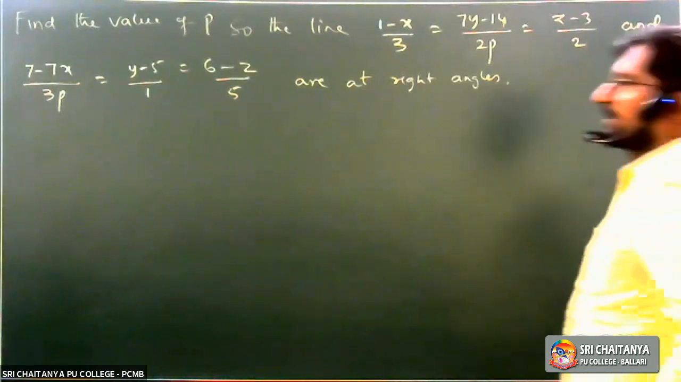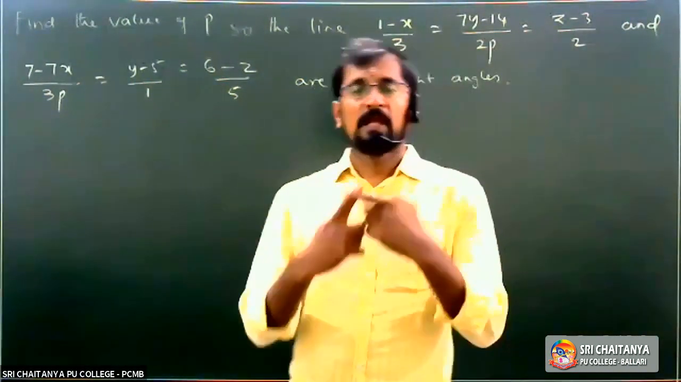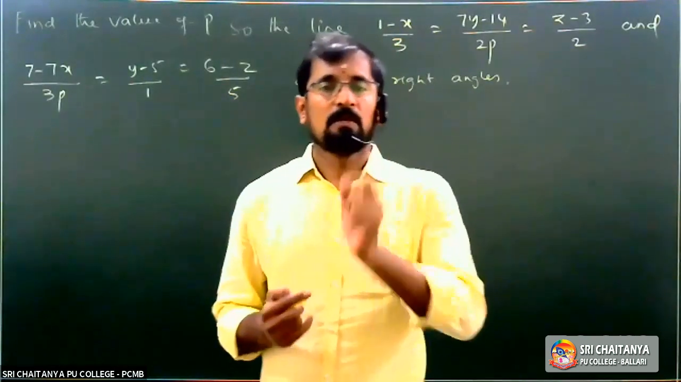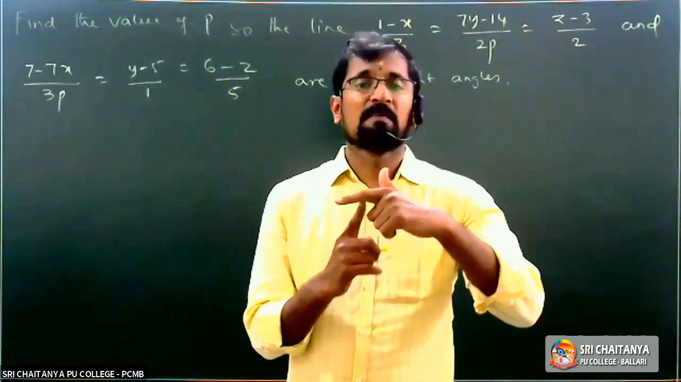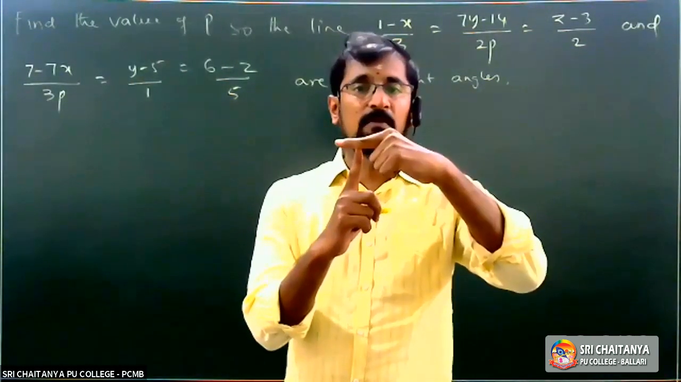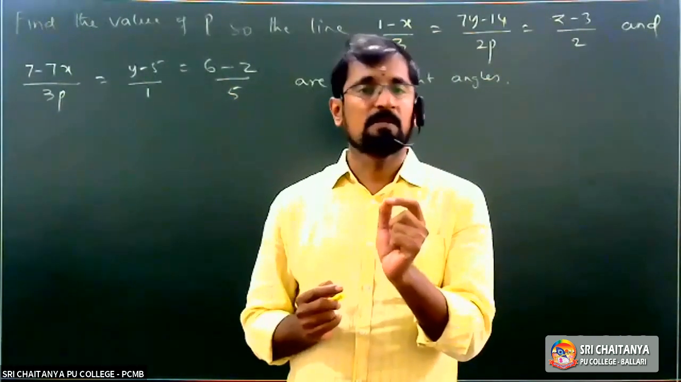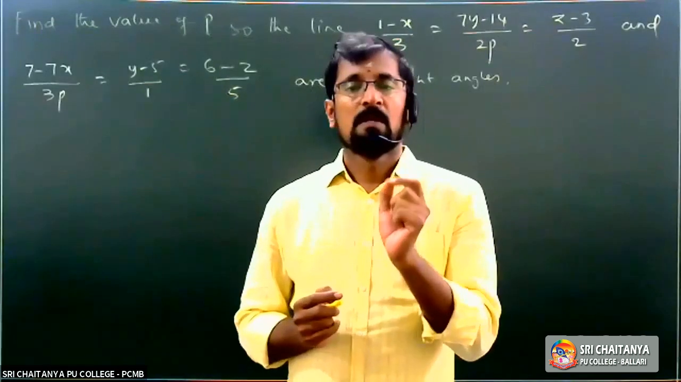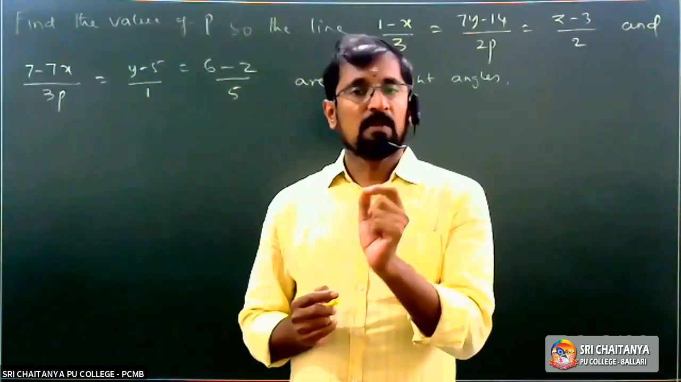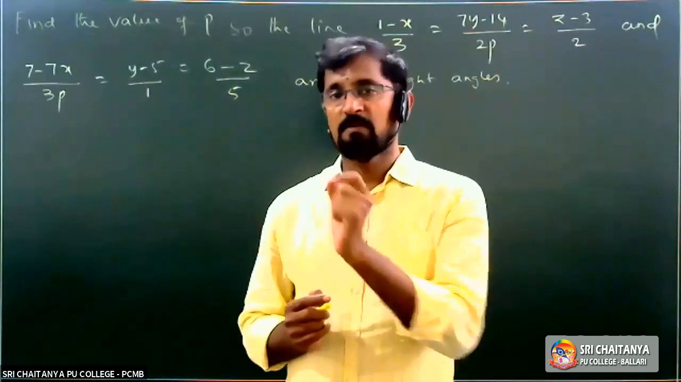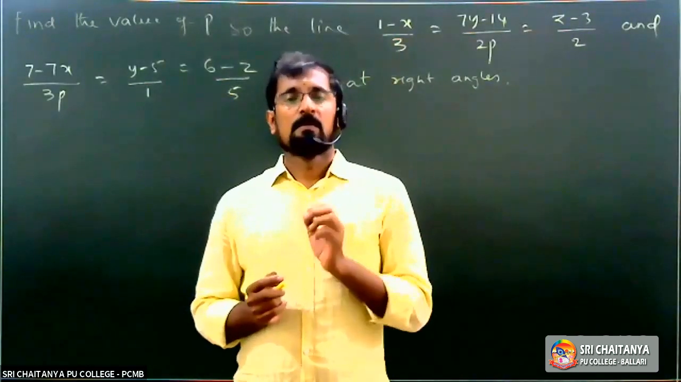What is the meaning of it? Two lines cut orthogonally means right angles, which is nothing but two lines are perpendicular to each other. If two lines are perpendicular to each other, the condition I have given you is a1 a2 plus b1 b2 plus c1 c2 is equal to 0, right?